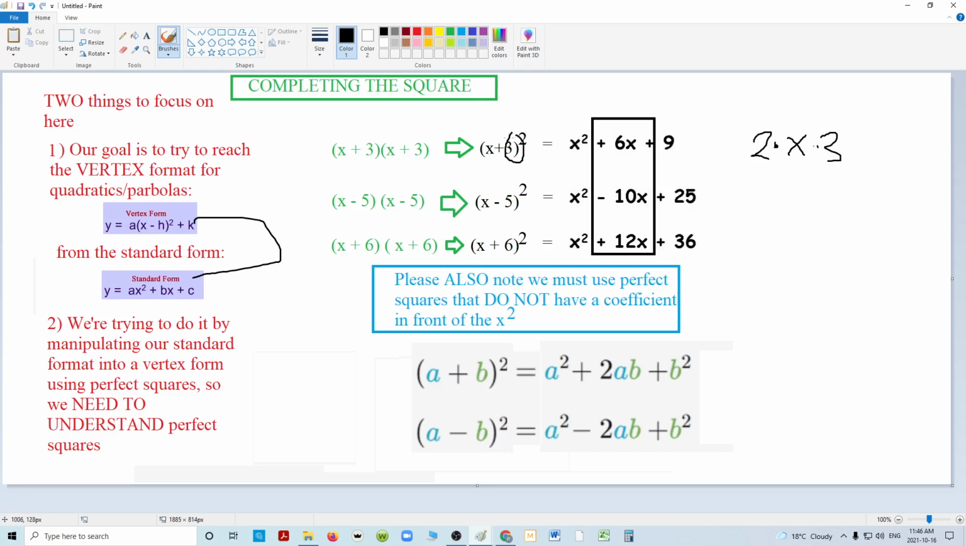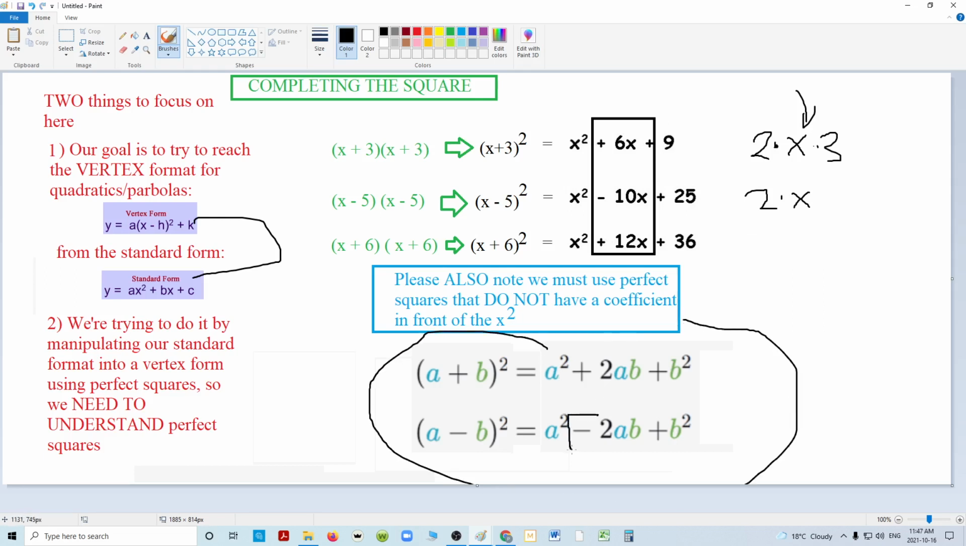So here's the second term, here's the first term, and it's 2 times it, which of course is 6x. What about this one? Okay, 2 times the x times minus 5 should be minus 10x. Yep. 2 times the x times the 6 should be 12, plus 12x. Yep. So right away we can see that this middle term is always 2 times the first term and the second term. Great. That's when this is summarized.